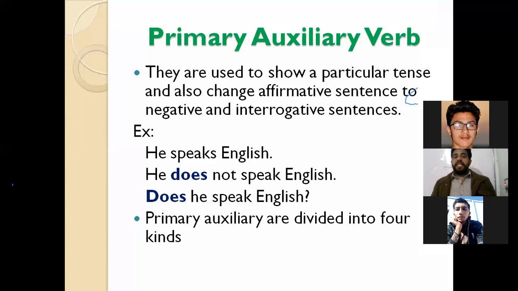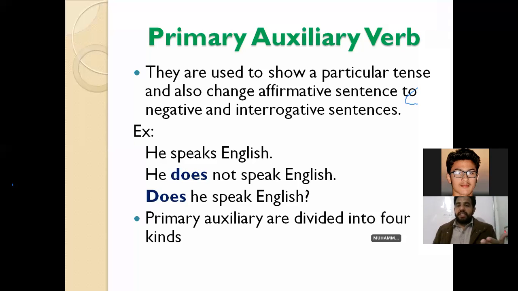Likewise, we say, does he speak English? So we change an affirmative sentence to interrogative, to a question, by adding does at the start of the affirmative sentence. So primary auxiliary verbs are those verbs which perform two functions: they show you the tense, and they also change the affirmative sentence to negative and interrogative. Both qualities are there.